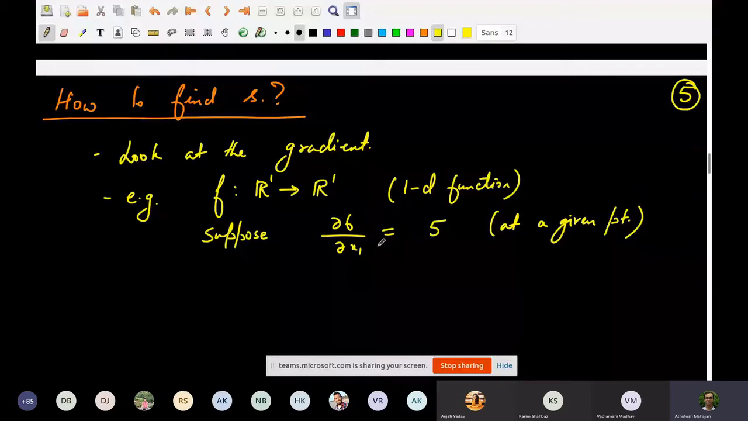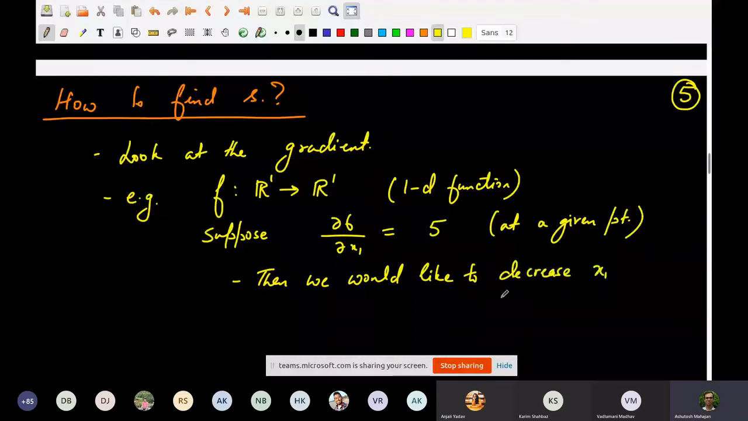So that means I can't say for sure that this is an optimal point or not. If I'm minimizing, then we would like to decrease x1. And this is my direction. So that means my direction s is -1. Remember, I am in one dimension, so my direction is to reduce x1, which is -1.